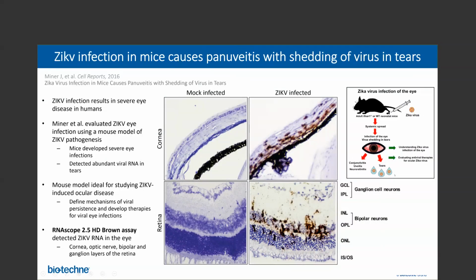As you can see in the central panel, compared to the mock infected, the Zika infected eye showed presence of the viral RNA in the different layers of the retina, as well as in the cornea. Expression was also observed in the optic nerve tissue. Now, if you compare it to the mock infected, which is completely negative for any kind of Zika infection, it shows you the specificity of the RNAscope probes in identifying your target viral pathogen.